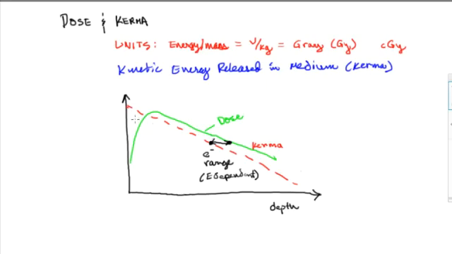Now we're going to consider this region here at shallow depths. This is called the build-up region. In other words, where the dose is building up. And this is important clinically because you'll see the dose is lower there in that region, and that's an effect that we call skin sparing. We'll talk about that a little bit more in a future video, but the fact that the dose is low there is important, so we need to understand the physics of that. So let's go over that.